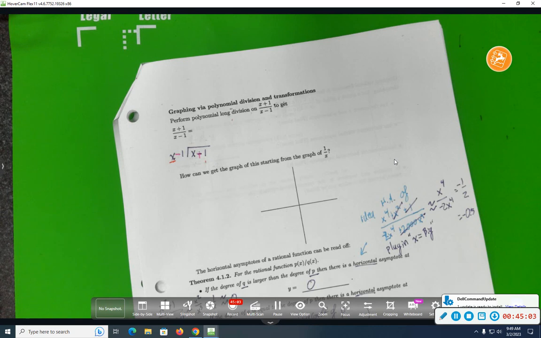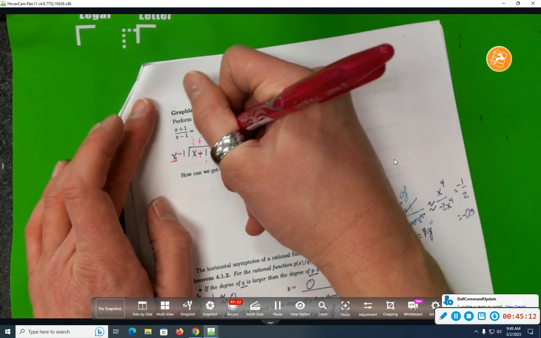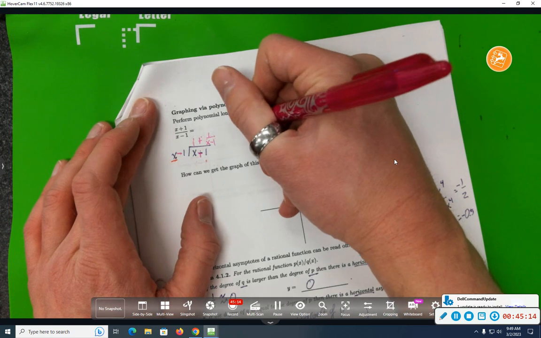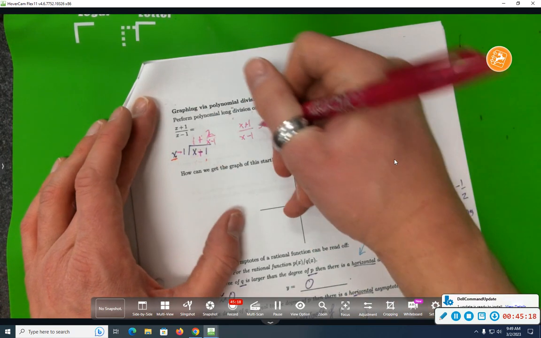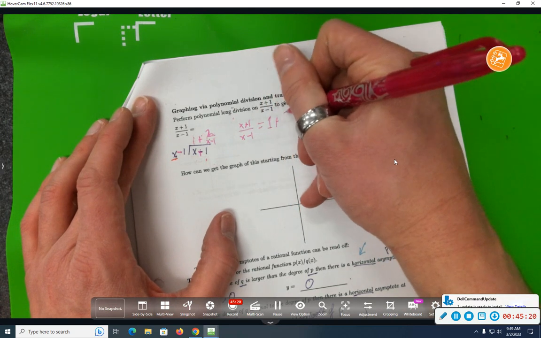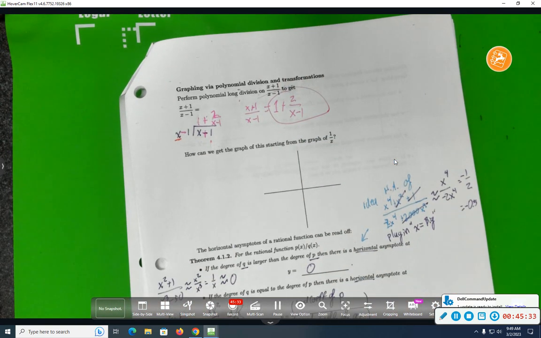All right, follow the same algorithm. I think you get the same thing, but the remainder is 2. Awesome. 1 plus 1 over x minus 1. All right, x plus 1 over x minus 1 is equal to 1 plus 2 over x minus 1. Here's the reason why I did that. Now it's actually correct, right? Okay, that's good.